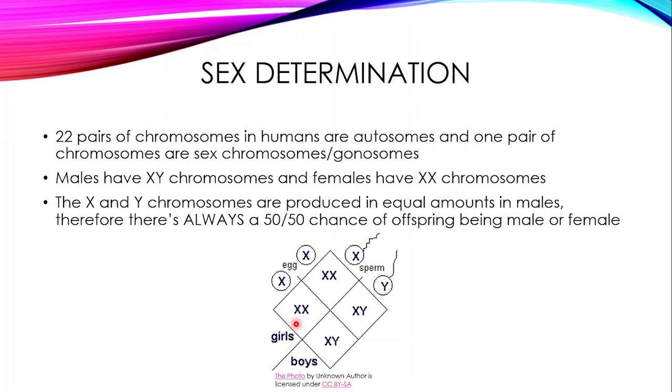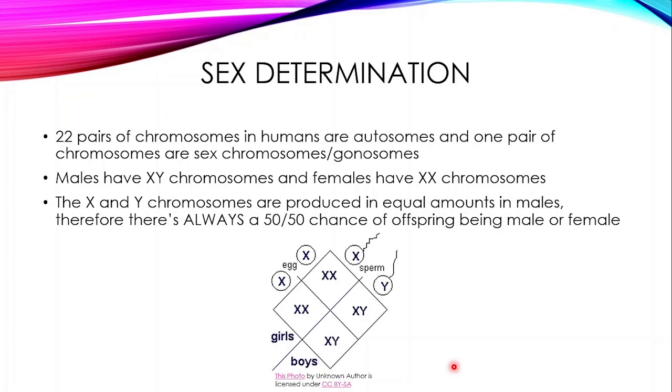So the X and the X makes XX, this X and this X makes XX, this X and this Y makes XY, and this X and this Y makes XY. Yeah, you can see 50% for girls and 50% for boys. So there's always a 50-50 chance of offspring being male or female.